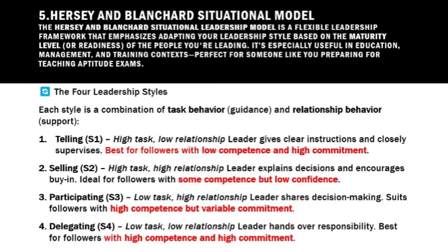Second is selling, or S2. High task and high relationship. The leader explains decisions and encourages buy-in. This is ideal for followers with some competence but low confidence. Third is participating, or S3. Low task and high relationship. The leader shares decision making. It is suitable for followers with high competence but variable commitment.